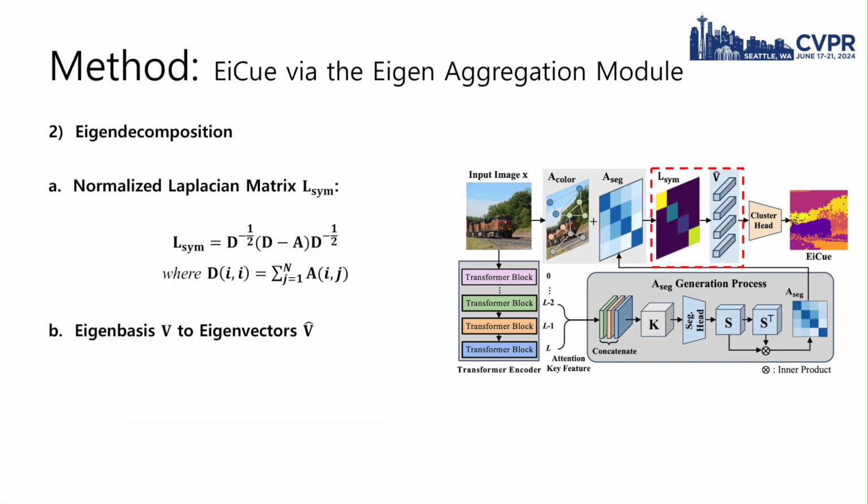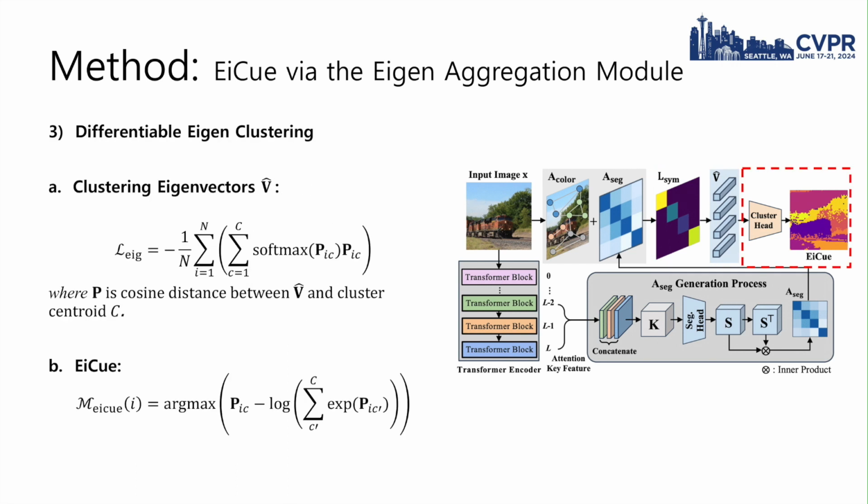Based on A, we form a Laplacian matrix. In our approach, we utilize the normalized Laplacian matrix for its enhanced clustering capabilities. Then, via eigendecomposition on the normalized Laplacian matrix, the eigenbasis V is computed. We extract k eigenvectors corresponding to the k smallest eigenvalues, based on eigengap examination. After obtaining eigenvectors, we cluster eigenvectors to extract IQ.